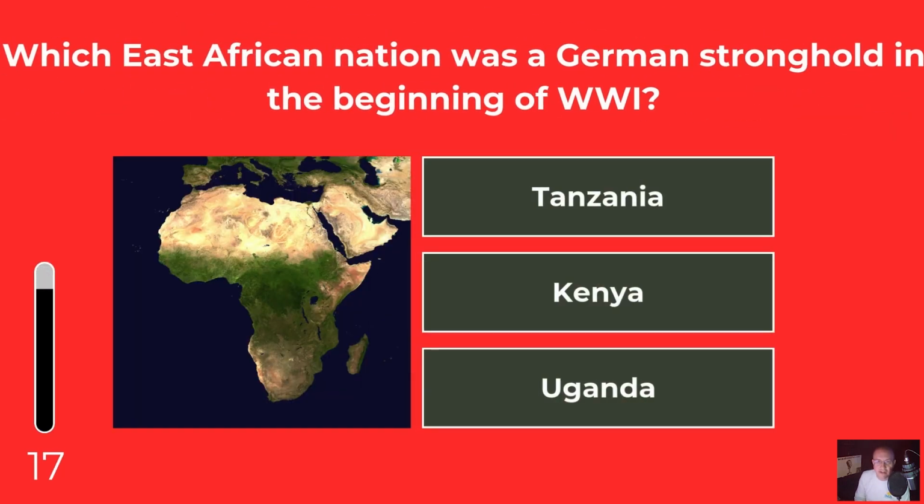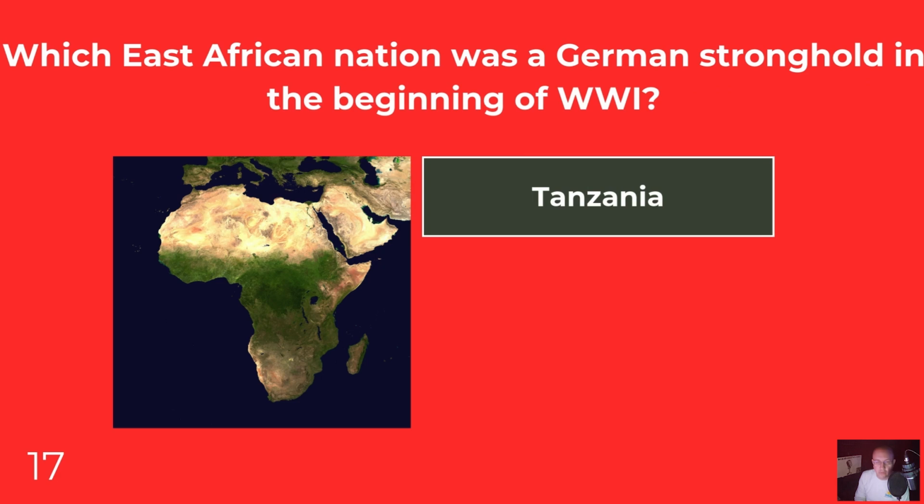Which East African nation was a German stronghold in the beginning of World War I? Was it Tanzania, Kenya, or was it Uganda? It was Tanzania.